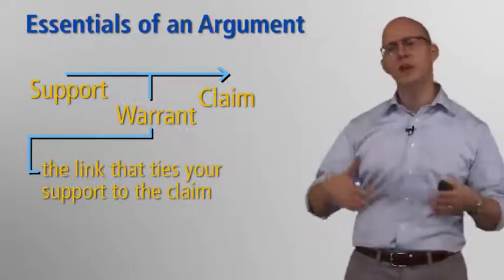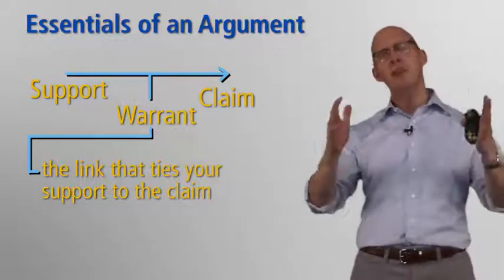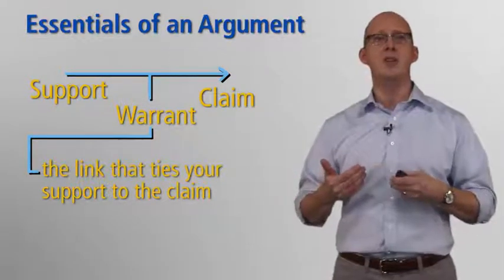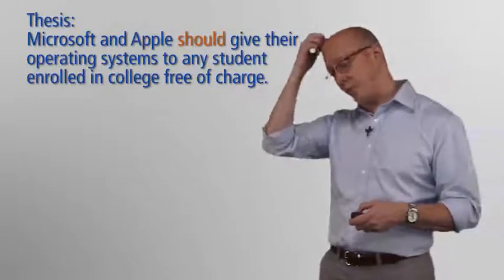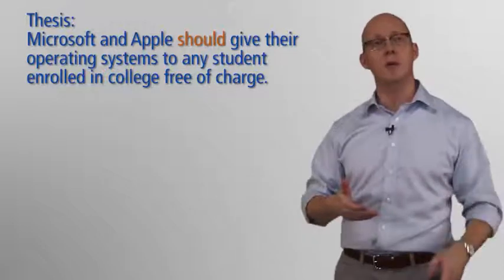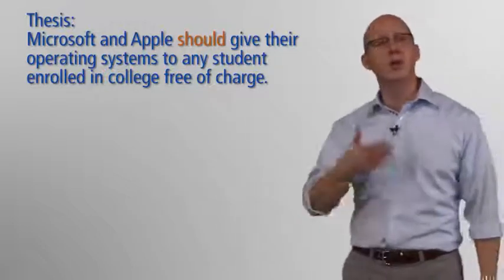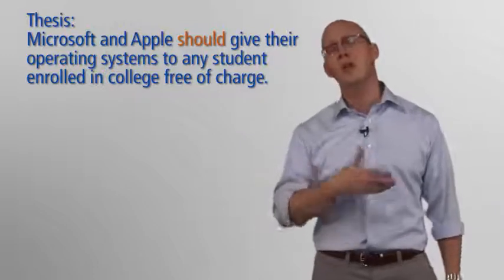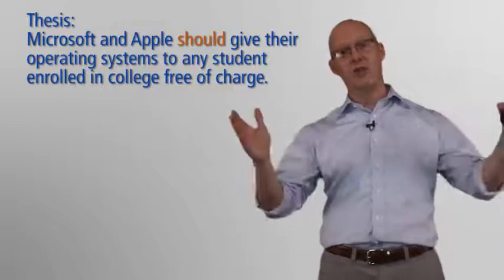So this model is really a way of thinking about the various components of a speech, and especially of an impromptu speech. We can take a look at a couple of outlines here, and you can see how this maps onto what you're doing in the impromptu speech. This first one is a sample impromptu outline I had a student speak on. The thesis here is Microsoft and Apple should give their operating systems to any student enrolled in college free of charge. Okay, so that's the master claim.